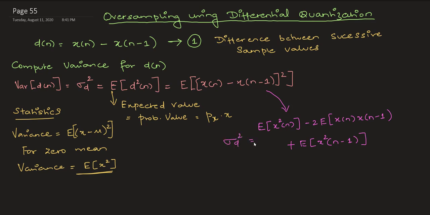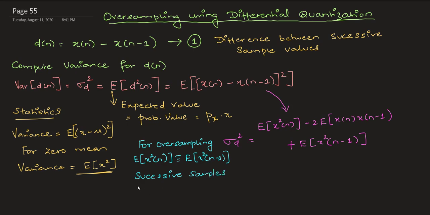So what I have here is e of x square of n, which is a variance, and that is approximately equal to e of x square of n minus 1, because the samples are oversampled and the successive samples are nearly identical to each other. Yes, so they have high similarity, or what we are going to term as correlation.